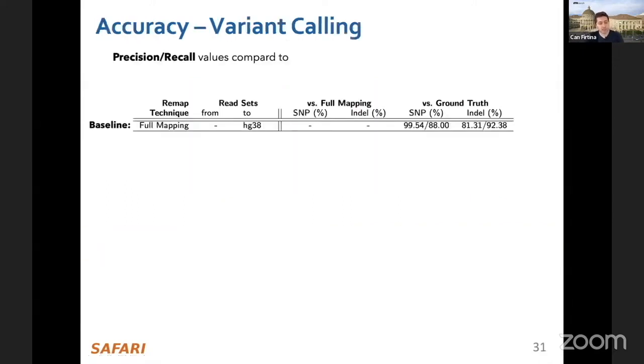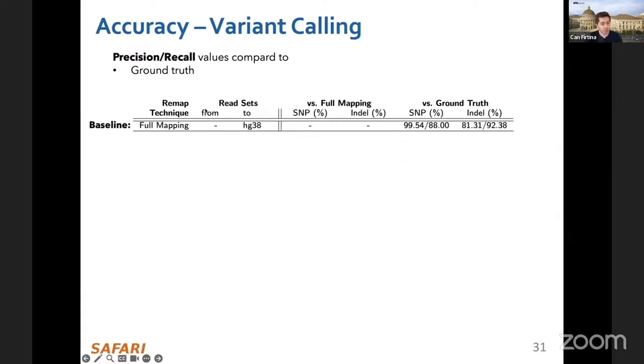So then let's look at the read mapping accuracy results after we perform variant calling from these read mappings. So we report precision and recall values over here. The leftmost value would be the precision and the rightmost would be the recall value. And we compare our results to ground truth variant calling results.